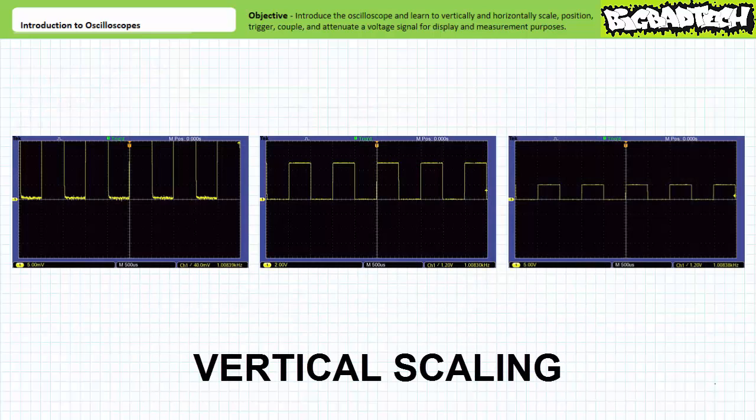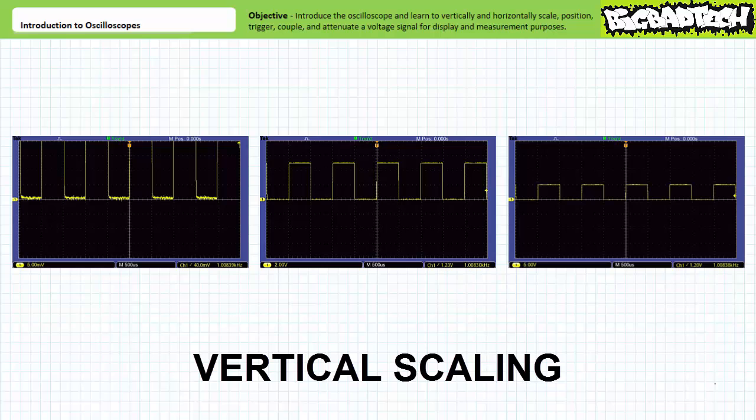For the vertical group, if the oscilloscope is improperly vertically scaled, your waveform will look comically small or so gargantuan it won't fit on the screen. Here's our test waveform with 5-volt pulses at 1 kHz, visualized at a vertical sensitivity of 5 millivolts per division, 2 volts per division, and again at 5 volts per division, all with the same horizontal scale at 500 microseconds per division.